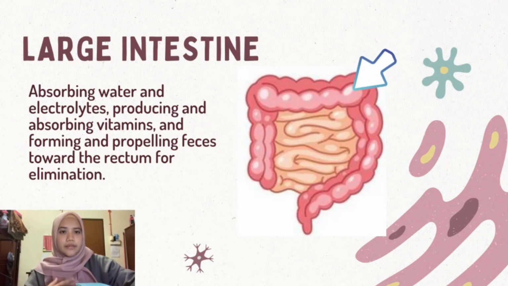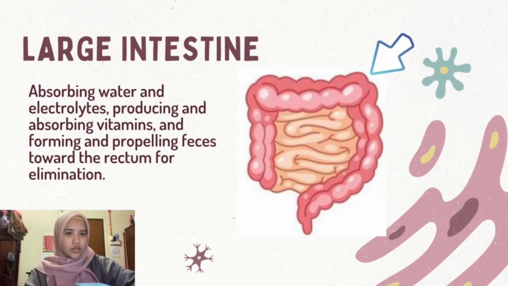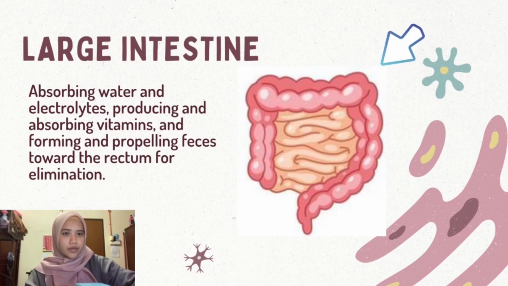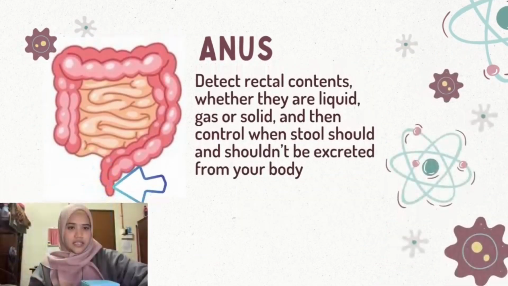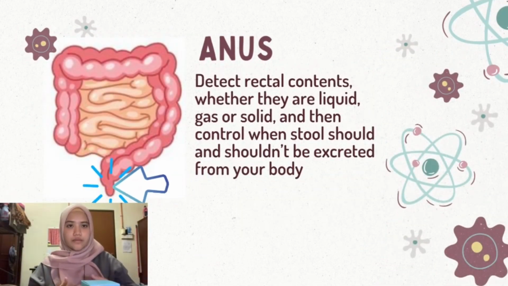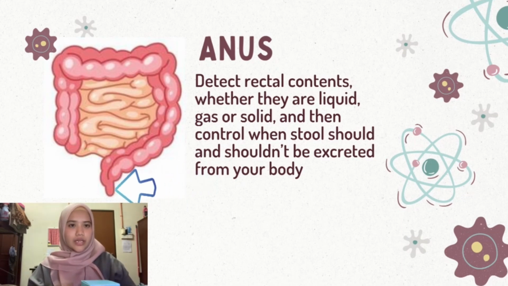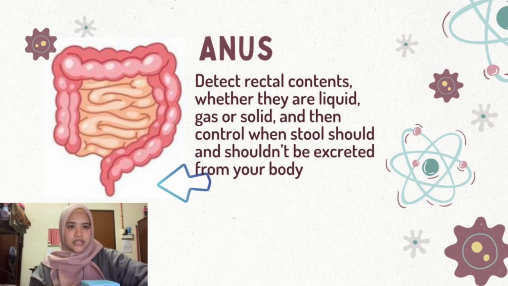It is to absorb water and electrolytes, produce and absorb vitamins, and form and propel feces towards the rectum for elimination. Lastly, anus. The function is to detect rectal contents whether they are liquid, gas or solid, and then control when the stool should or shouldn't be excreted from your body.